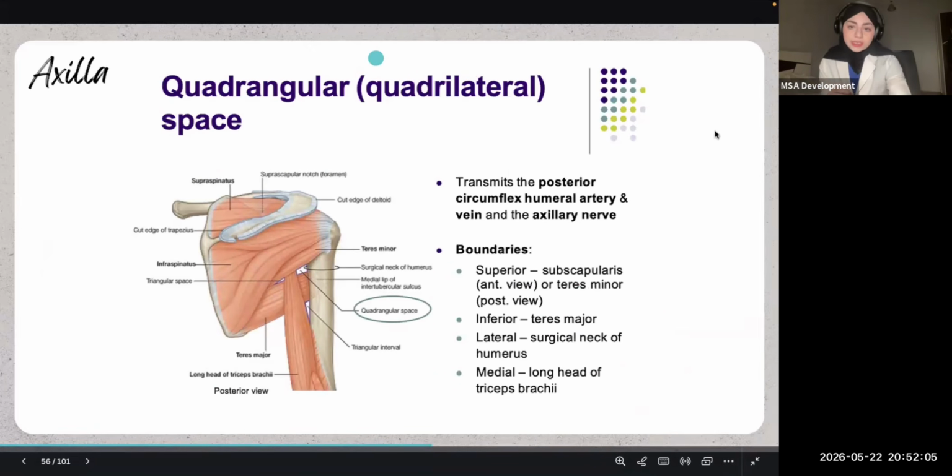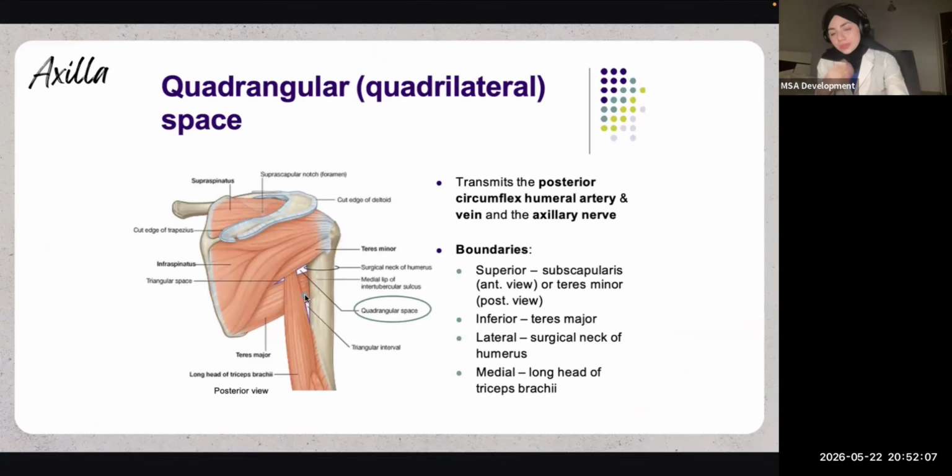Now, moving on to the spaces, this is just applying all the muscles that we know, all of the vessels that we took, and I'm going to put them into spaces. Now, we're going to have 2 spaces and 1 interval. How can I remember which is which?